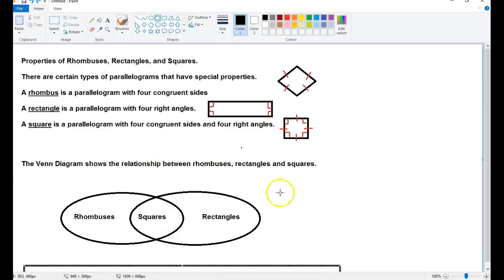This Venn diagram can show this relationship between rhombuses, squares, and rectangles. So we have some things that are only rectangles, some things that are only rhombuses, but when the two are combined, those will be squares.